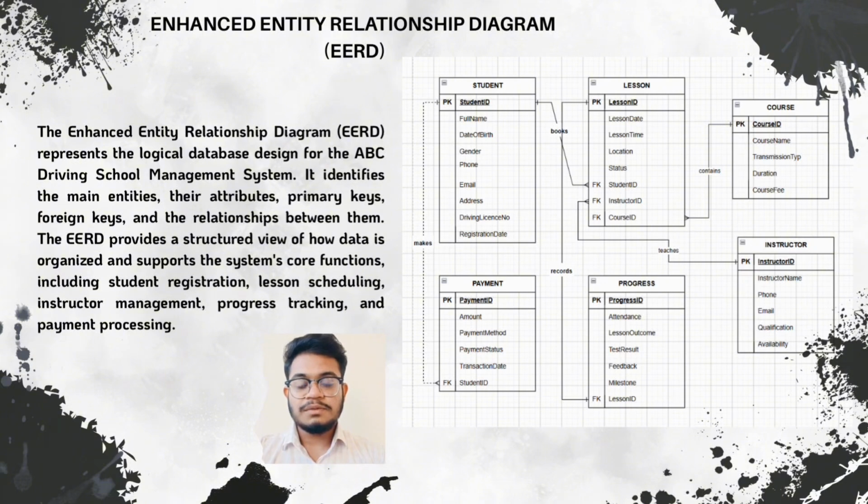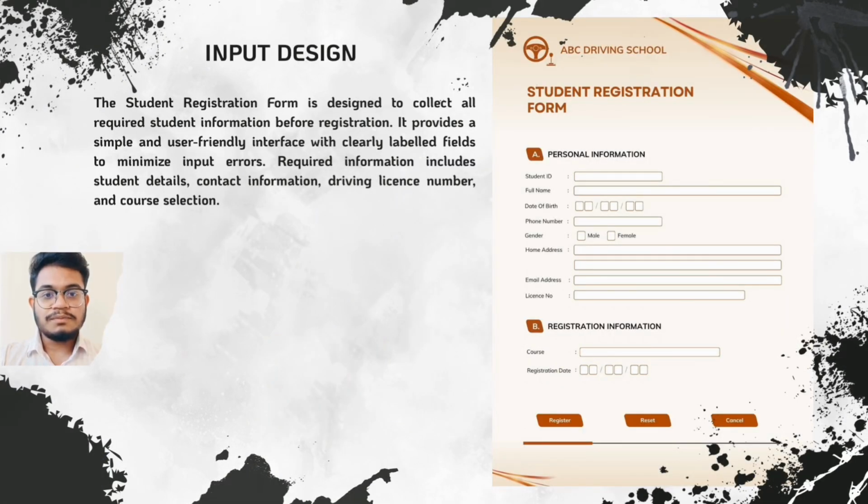In my part, this EERD represents the database design for the ABC Driving School management system. It contains 6 main entities. The first one is student, then course, instructor, lesson, progress, and payment. These entities are connected through one-to-one and one-to-many relationships to ensure the database is normalized and supports all major system functions. My second part is input design.